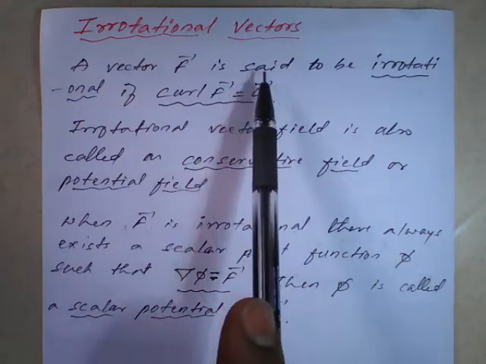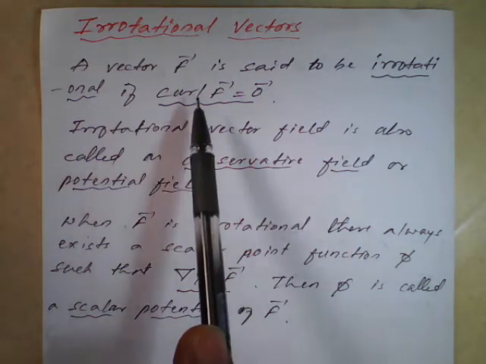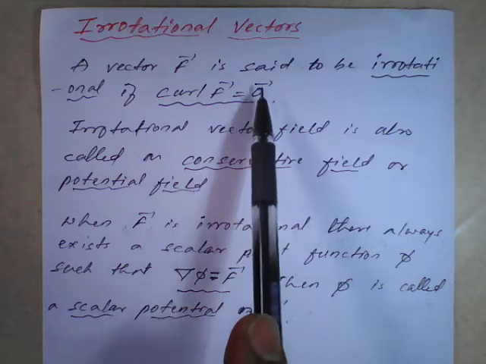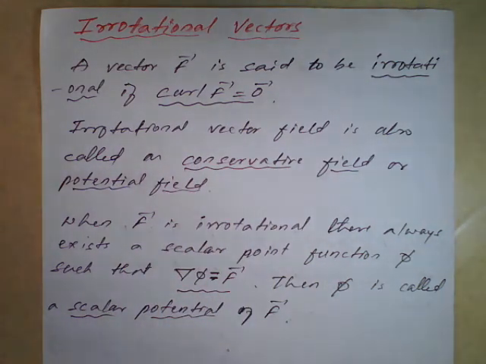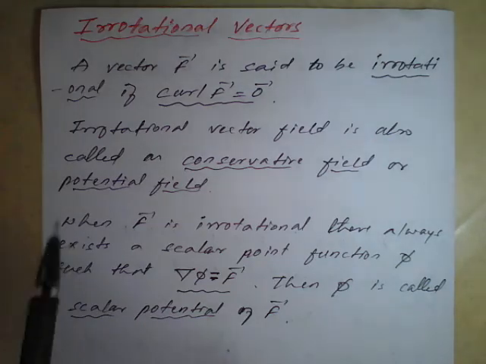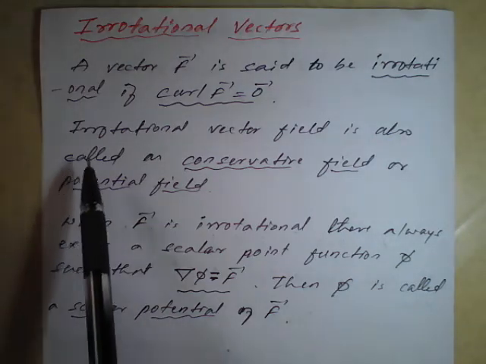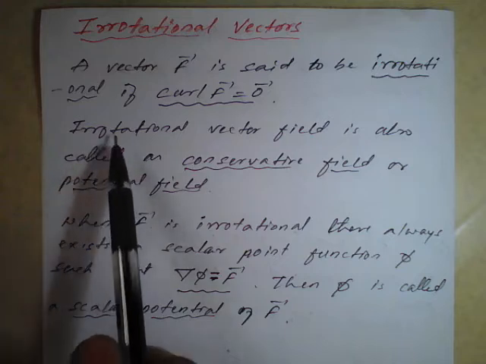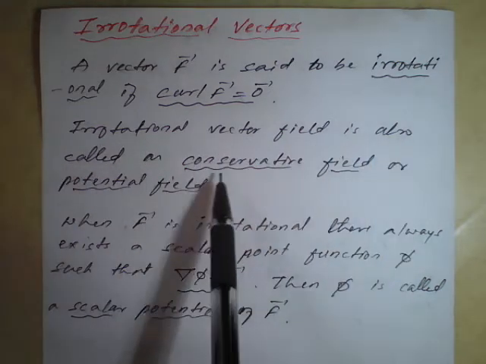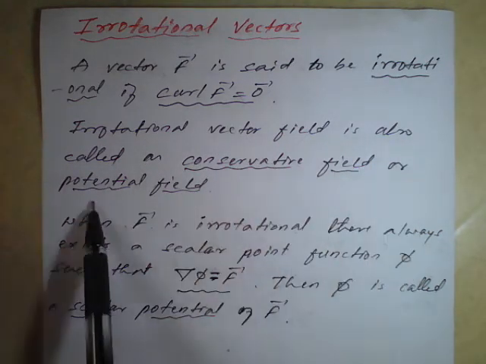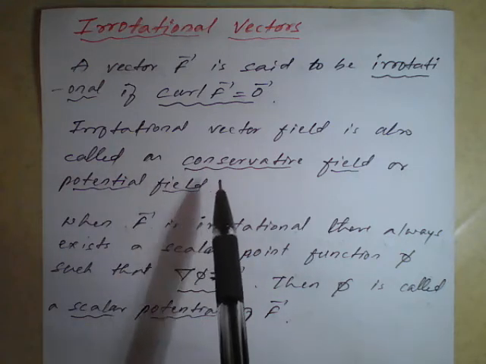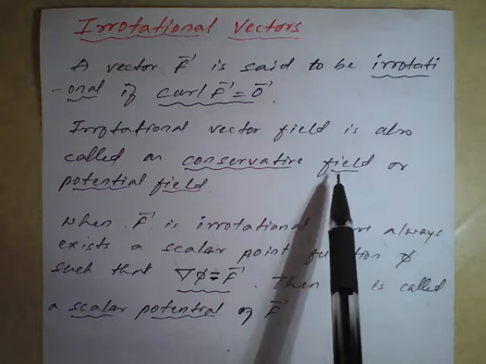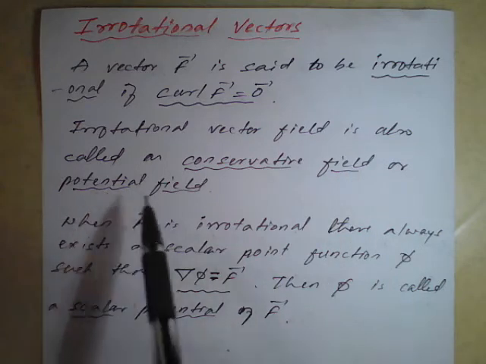A vector f is said to be irrotational if curl of vector f is what here? Zero vector. So if you show curl of vector f is zero vector, it is an irrotational vector. Now, an irrotational vector field is also called a conservative field or potential field. So remember, irrotationals are also known by the names conservative field or potential field.